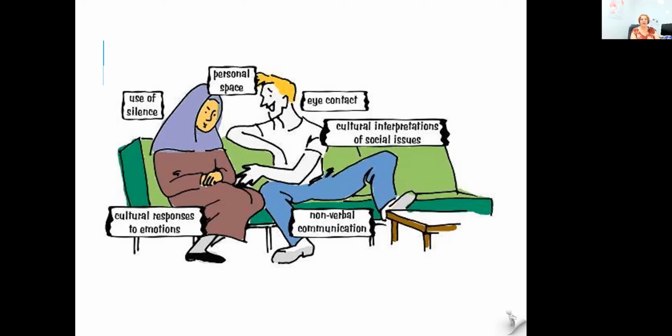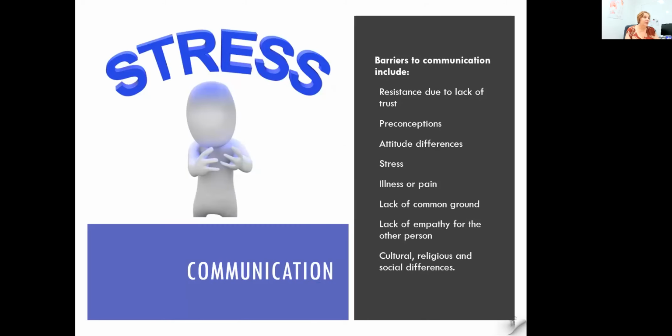And stress can be a huge communication barrier, because it brings a lack of trust, as well as preconceptions, attitudes and differences. Illness or pain can sometimes be a communication barrier. If I don't feel well, if I've got PMS, luckily I don't have PMS anymore, but so much.